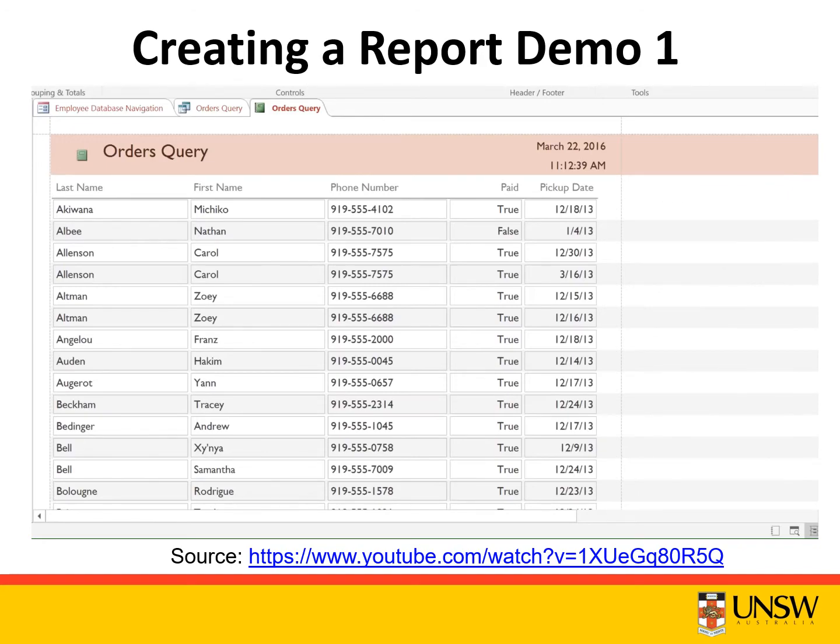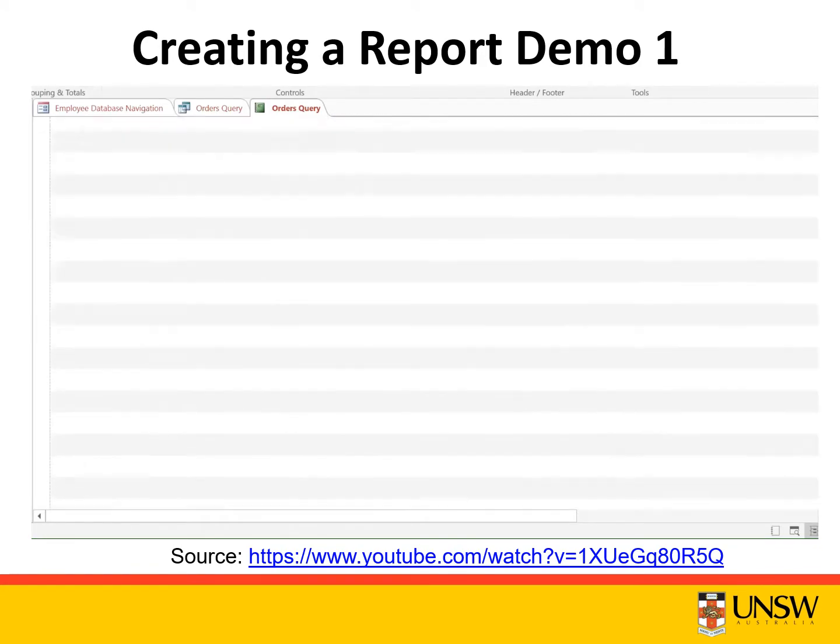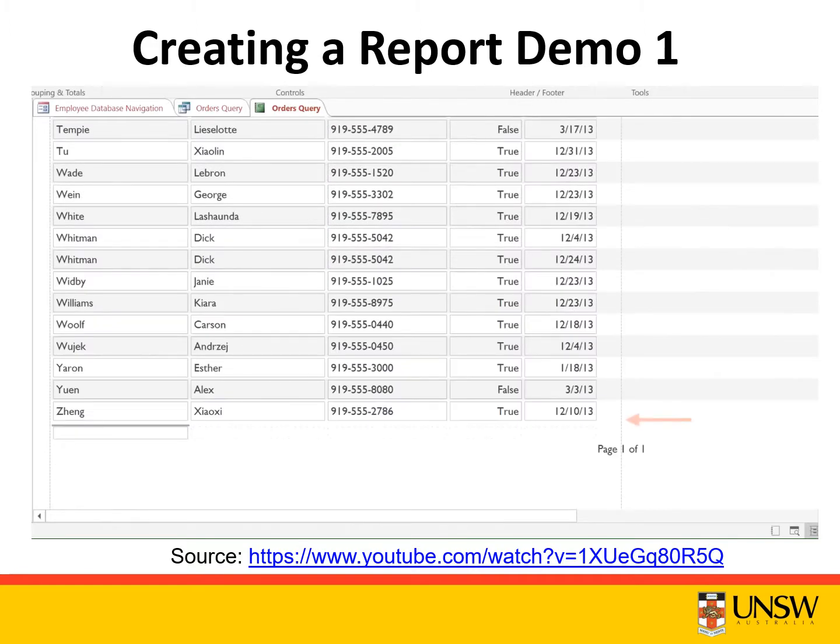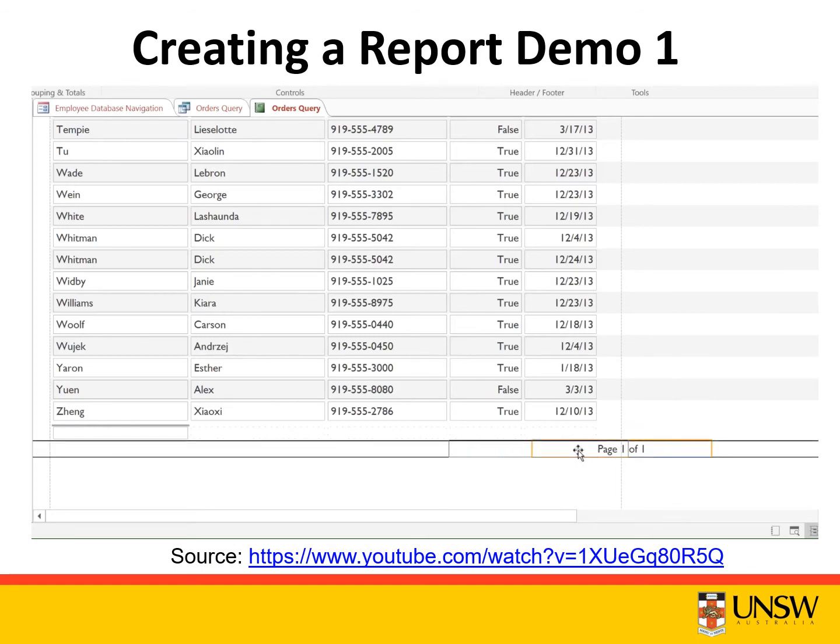I'm going to scroll through the report now to make sure that everything looks right. And if any elements are outside this dotted line, then they're going to be off the page when you print it. So I'm going to drag this page number over to the left.